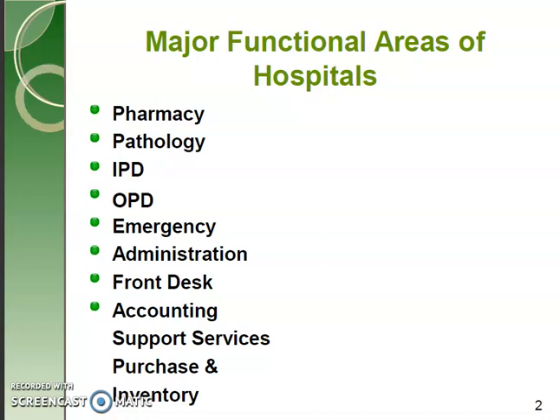And purchase and inventory: all the medical equipment and other related equipment, goods and services which are essential for the functioning of hospitals, and maintaining their inventory. For example, all medical equipment and even oxygen cylinder purchase. All these come under the purchase department, and enough inventory must be maintained. So these are all the major functional areas of any hospital.